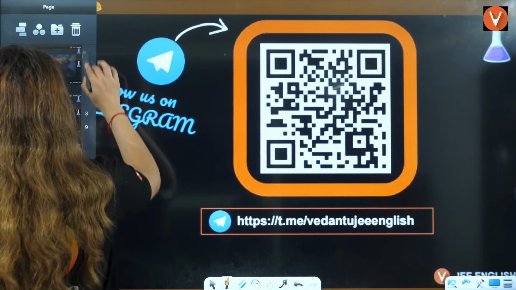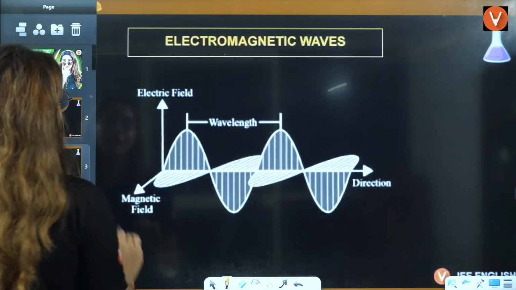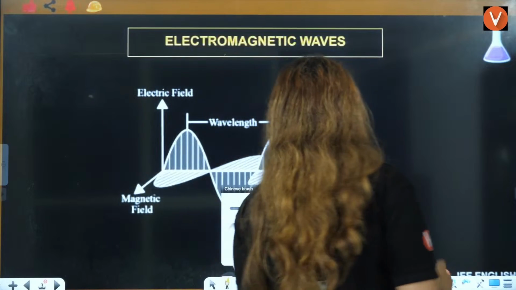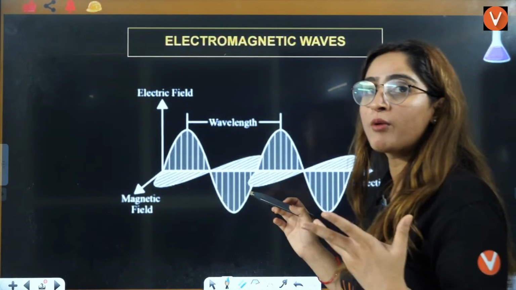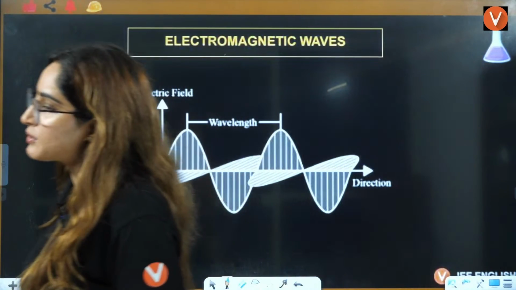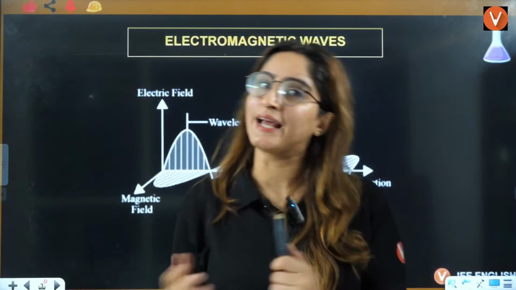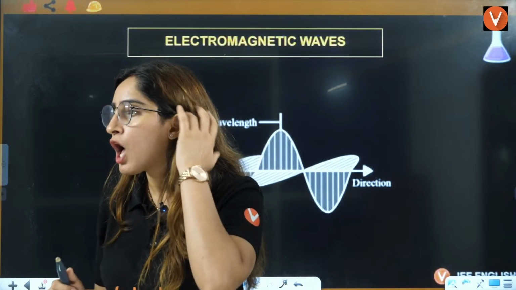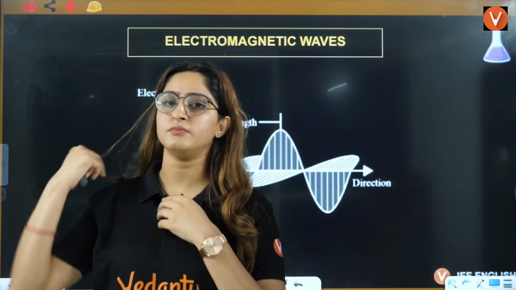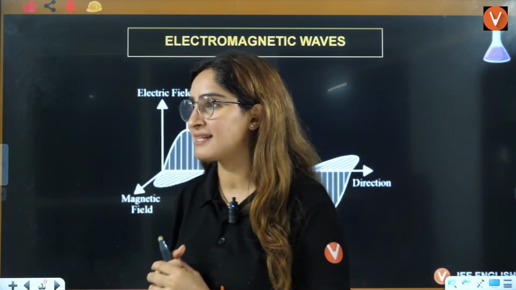Okay. And students, in today's class, just like in the last class we discussed with the help of a simulation of the Rutherford model, we are going to discuss this class with the simulation of black body radiation and the photoelectric effect. Okay, so everyone in the chat box, let's start.